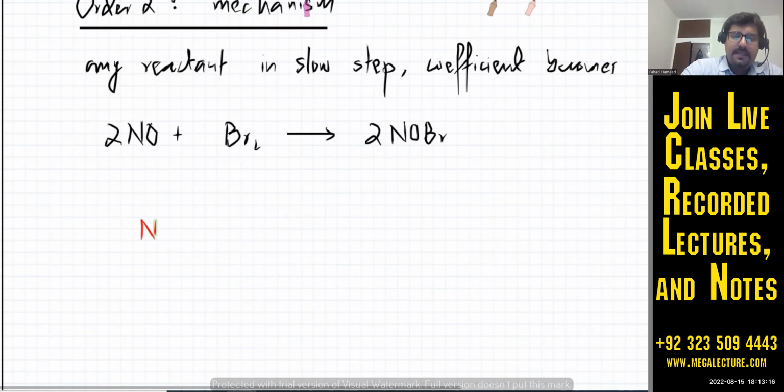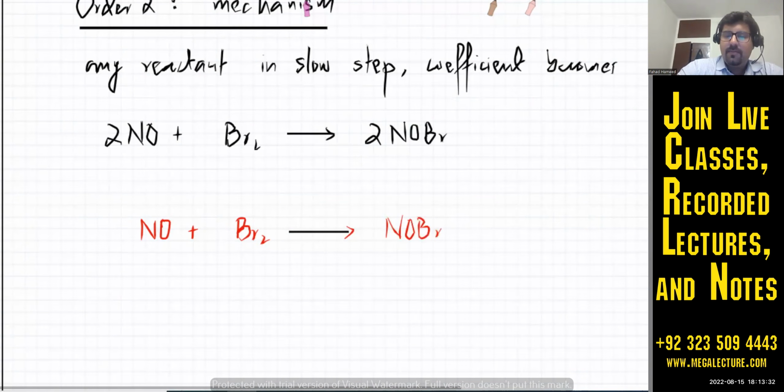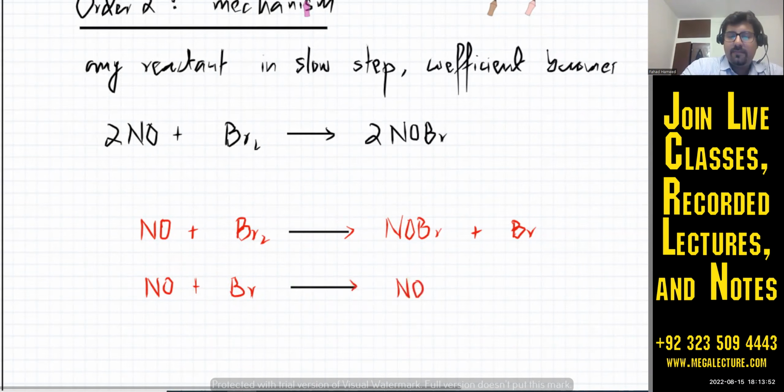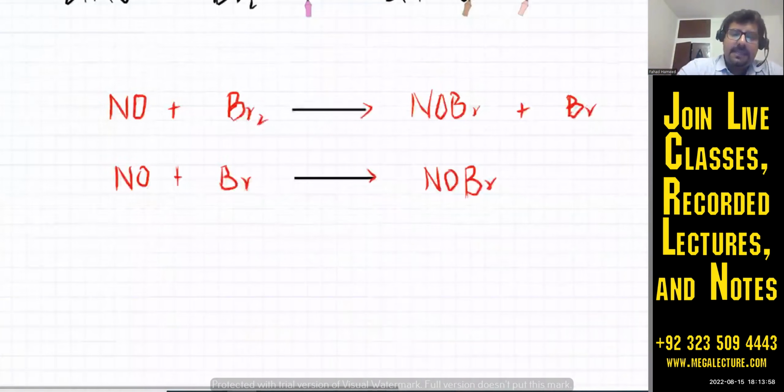So the mechanism is NO reacts with Br2. I'm going to use the first mechanism. Let's assume that the mechanism is already given. They react together and form NOBr. A bromine atom is produced. This NO goes and reacts with the bromine atom, and together they form another NOBr molecule. And this time I'm saying that the second step is the slow step. I just made it up, right? So let's assume that the second step is the slow step.